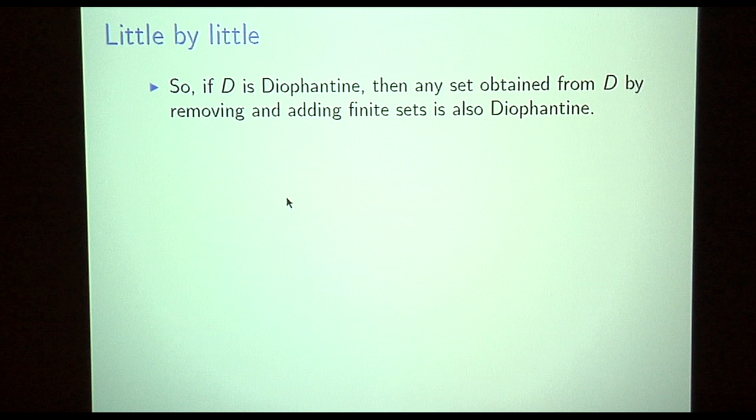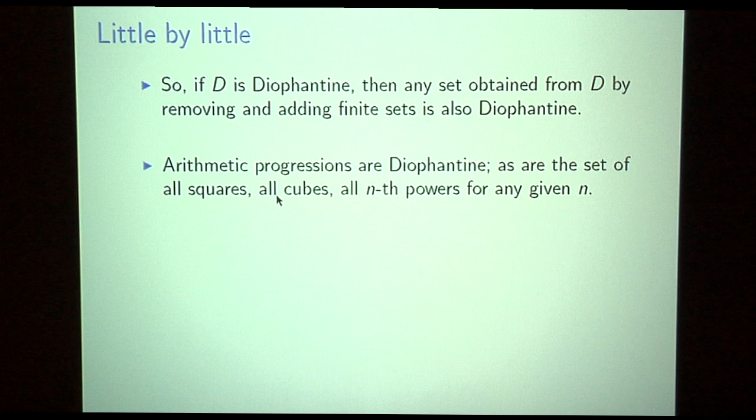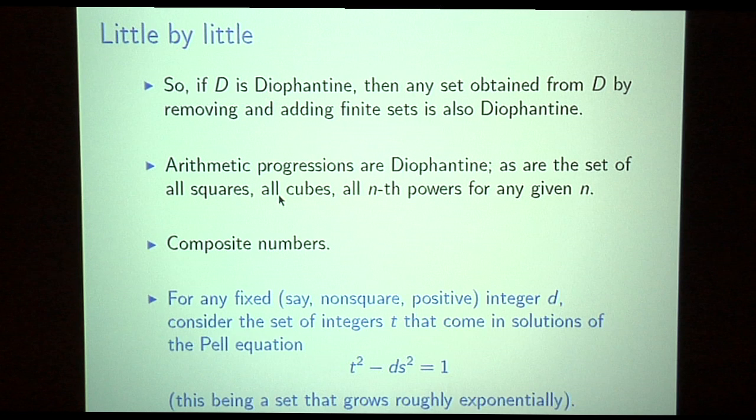So little by little, you build. Already we see that being Diophantine is a rough-hewn notion, in the sense that you can add or subtract finite sets at will. You can work a little more, in elementary ways, to establish that arithmetic progressions are Diophantine, sets of squares, cubes, nth powers, that sort of thing, composite numbers.